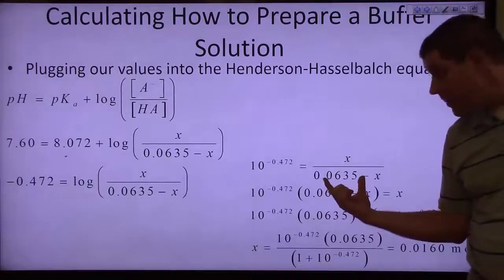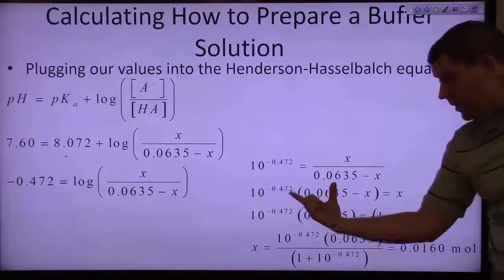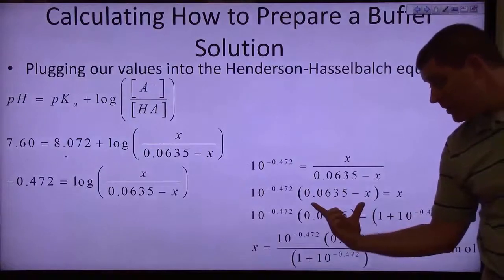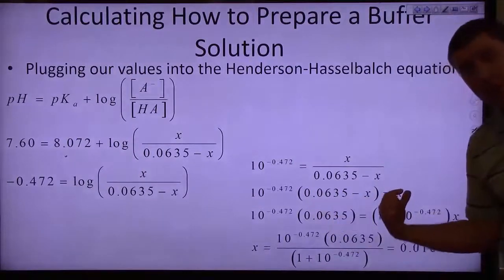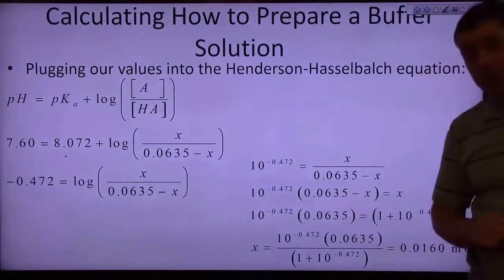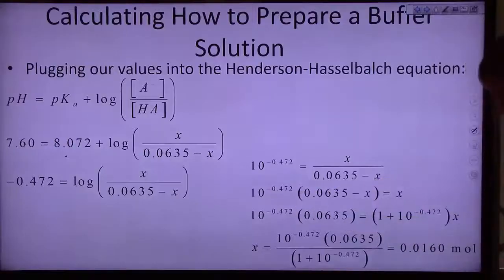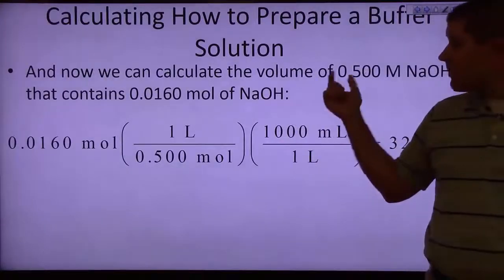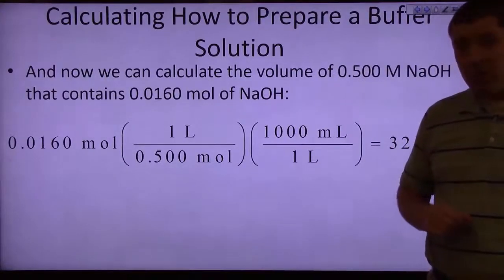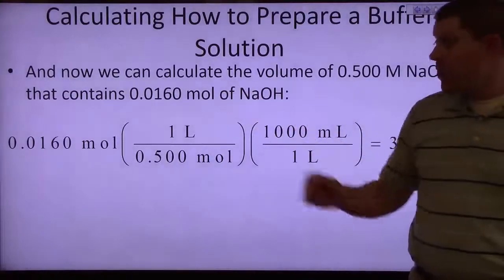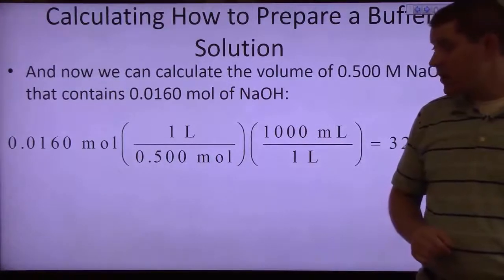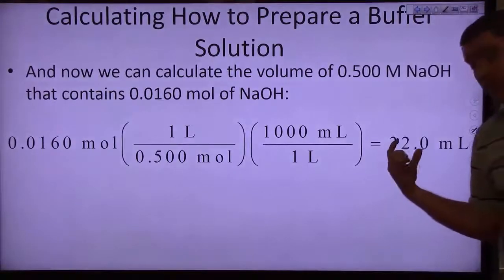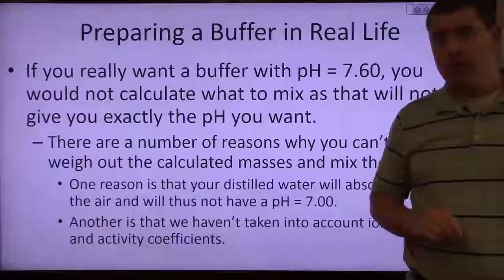We can then move the denominator over to the left, so we have 10 raised to the negative 0.472 times the quantity 0.0635 minus X, all equals X. And then we can move the X's onto the same side. And when we solve for X, that ends up giving us 0.0160 moles. And now we can calculate the volume of our 0.5 molar sodium hydroxide that contains that 0.0160 moles of sodium hydroxide. And when we work out the dimensional analysis, that works out to be 32.0 milliliters of sodium hydroxide that we need. So that was in theory.